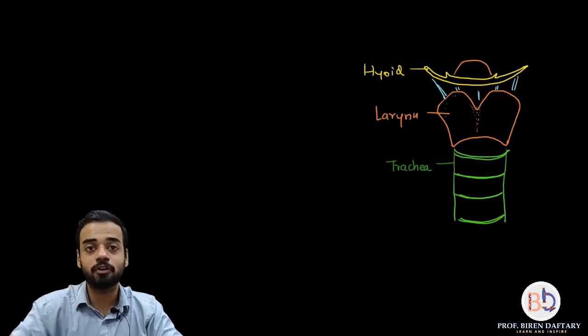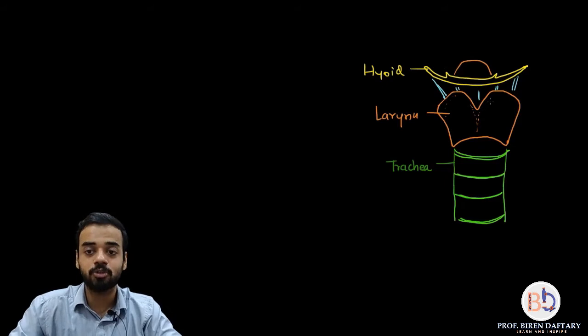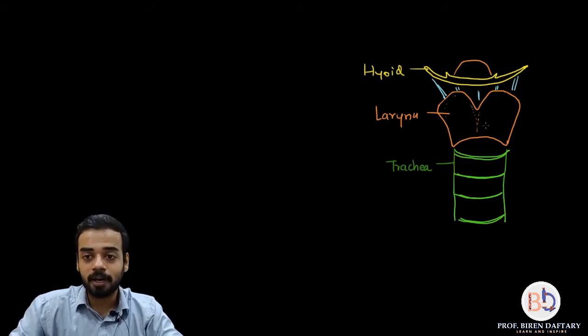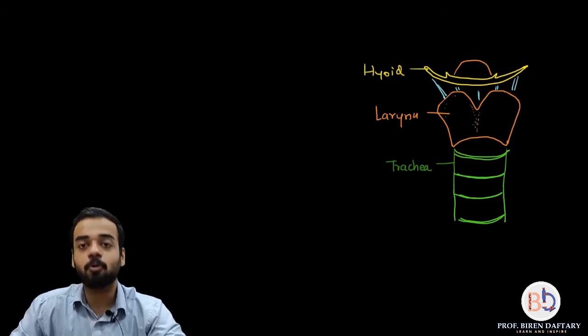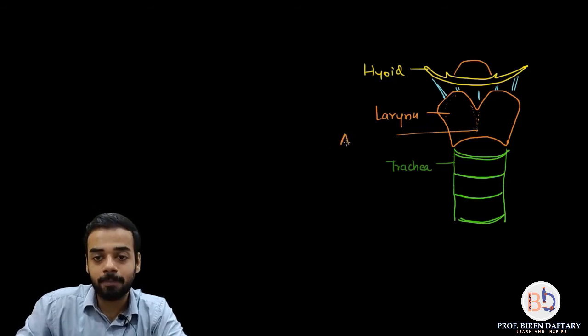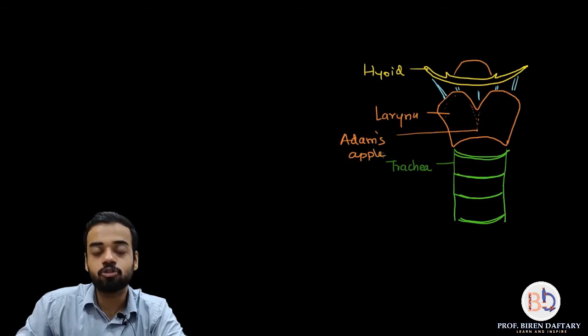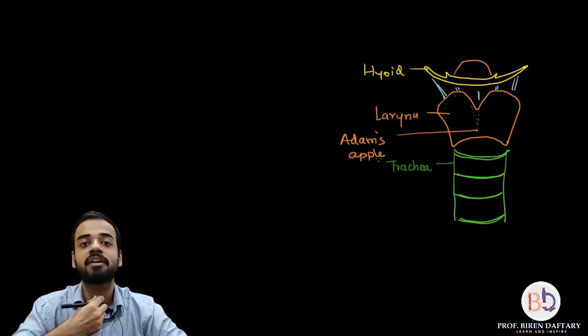Now this is a front view of the diagram. If you see the larynx from here, this is how the diagram is going to look. This part in between normally is pointed, it comes out and it is called the Adam's apple, or it is also called the laryngeal prominence because it is a very prominent triangular shaped part.